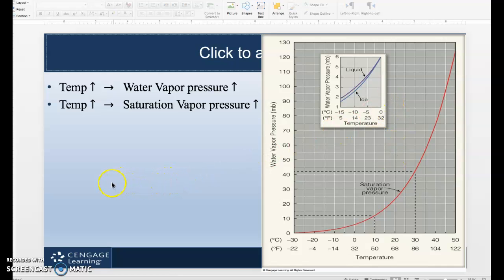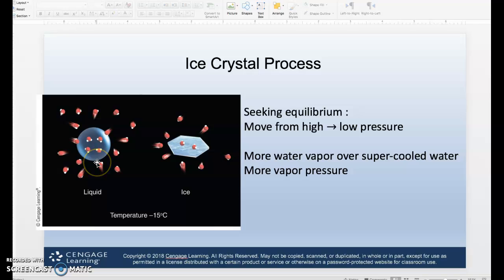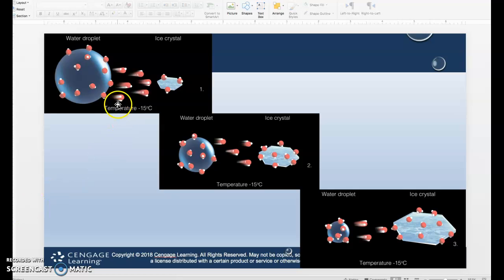And in fact, when we really look into the chart here, we see that supercooled water, which is below freezing because it has no condensation nuclei in it to freeze off of, still has a higher vapor pressure at the same temperature relative to ice. So the liquid has more vapor pressure over it, and as a result of that, we know that pressure seeks equilibrium. It goes from high pressure areas to low pressure areas, and we run into this kind of scenario.